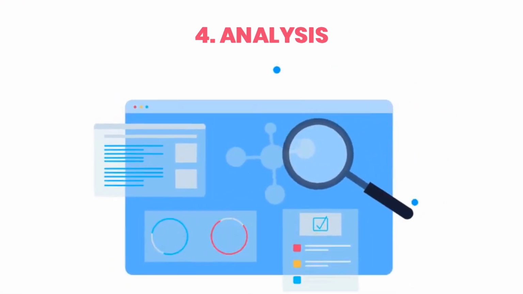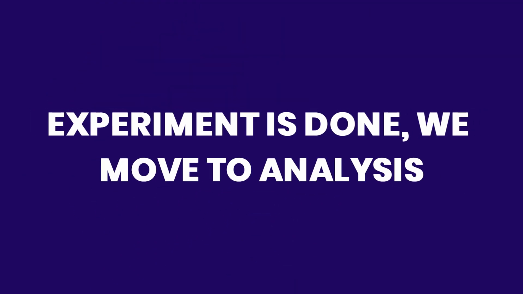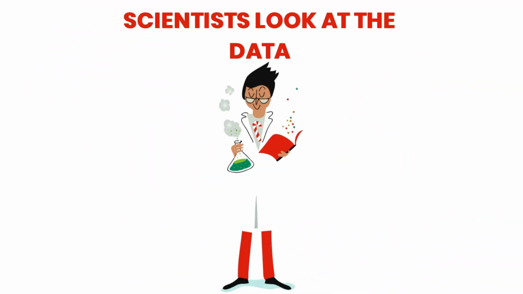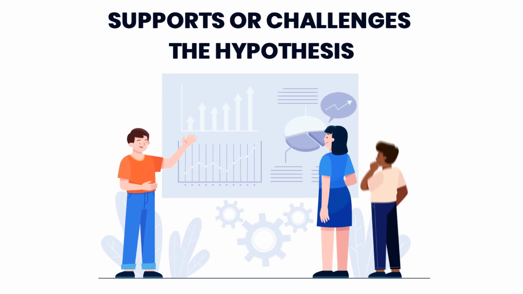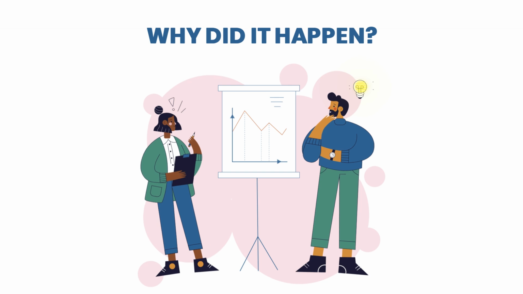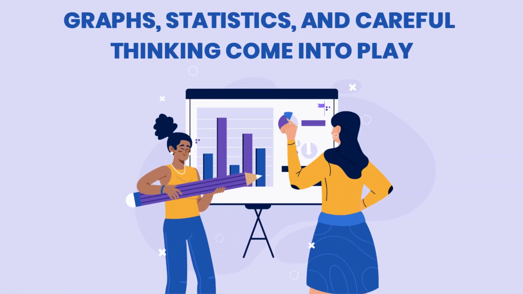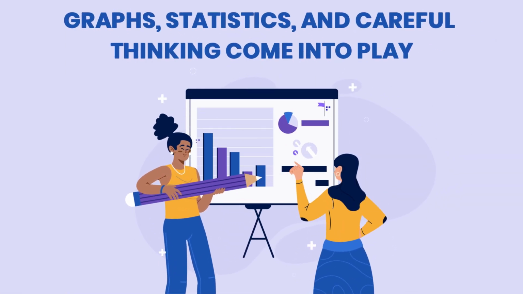4. Analysis. Once the experiment is done, we move to analysis. Scientists look at the data to see if it supports or challenges the hypothesis. They ask, what happened? Why did it happen? Can we trust these results? This is where graphs, statistics, and careful thinking come into play.